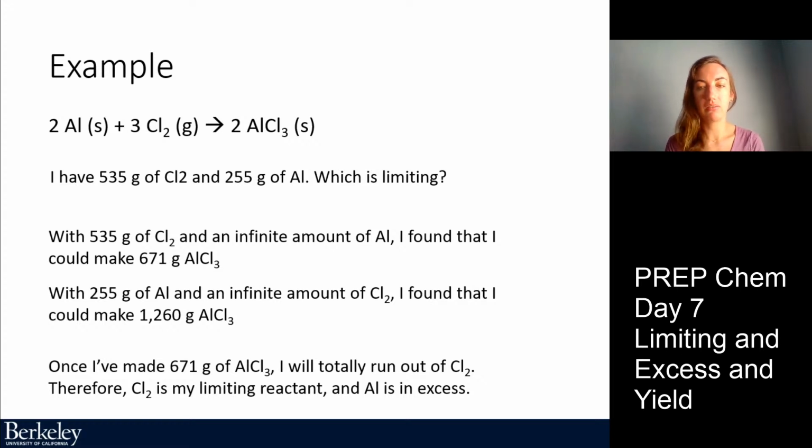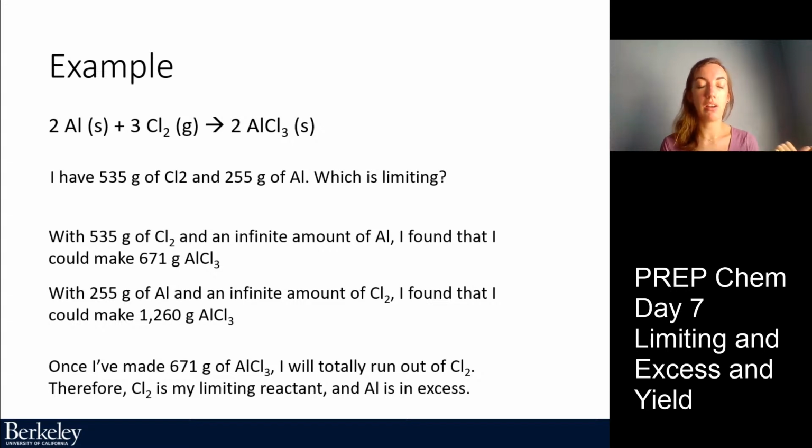Okay, so basically what I'm trying to do is I have some amount of chlorine and some amount of aluminum. And I want to know, as I'm running this reaction, which one is going to run out first. So the best way for me to figure that out is, let's assume that Cl2 is my limiting reactant and I don't have to worry about aluminum. In theory, how much AlCl3 could I make?